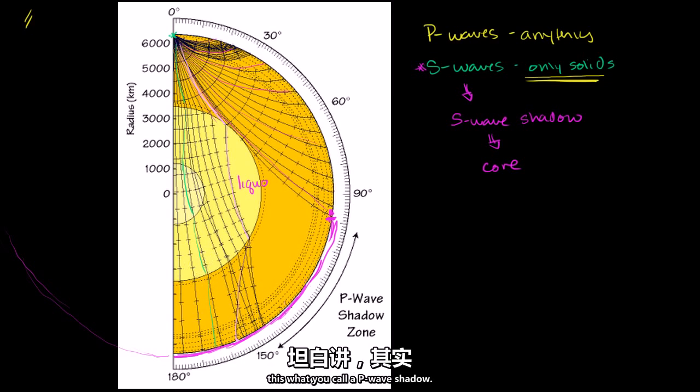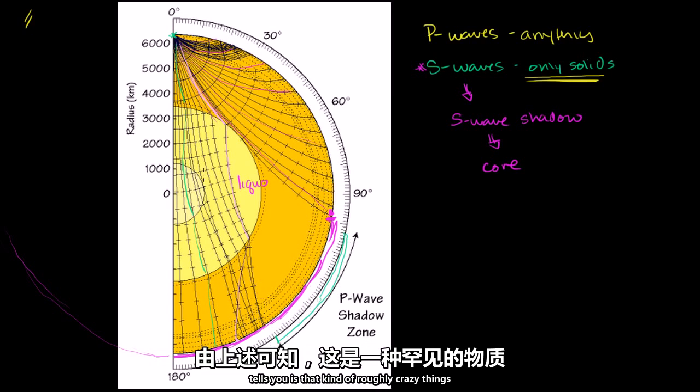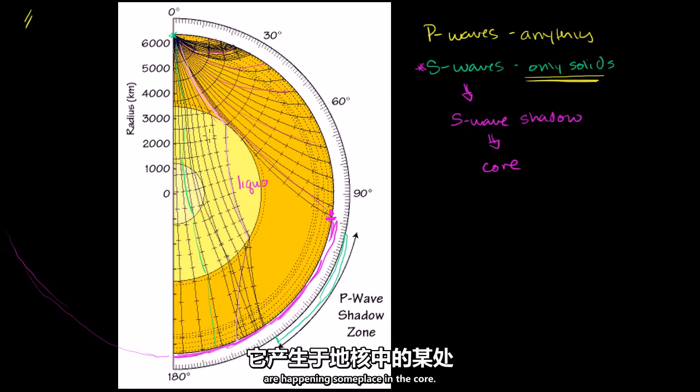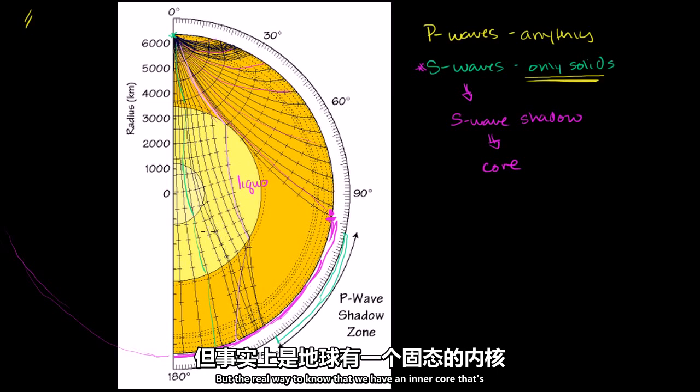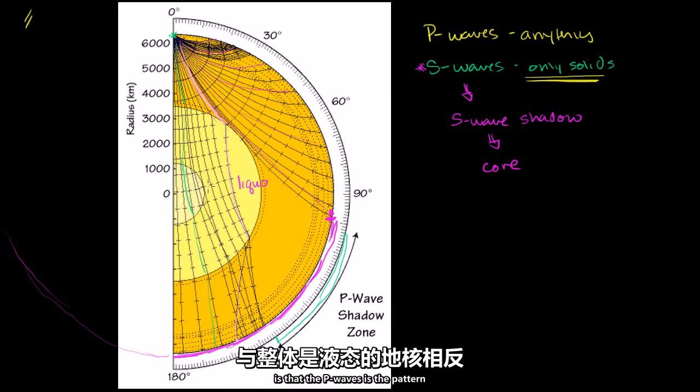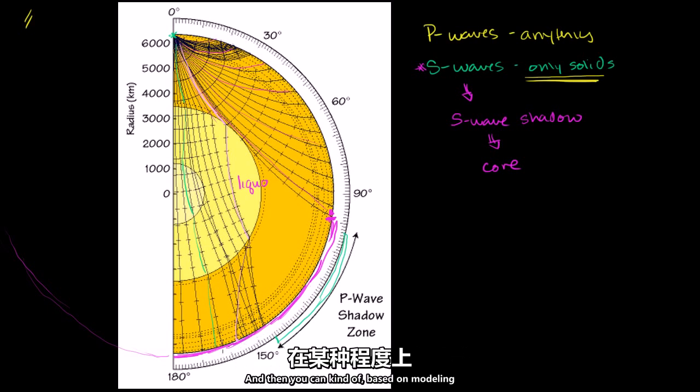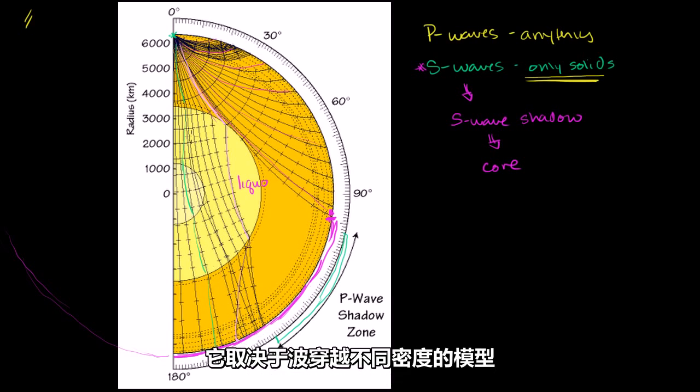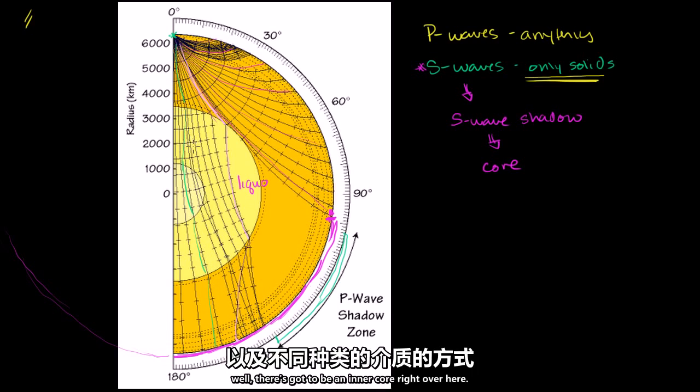And frankly, the P wave shadow by itself, all that tells you is that kind of roughly crazy things are happening someplace in the core. But the real way to know that we have an inner core that's solid, as opposed to the whole thing being liquid, is the pattern of when and how the P waves reach essentially the other side of the globe. And then, based on modeling how waves would travel through different densities and different types of mediums, you could say, well, there's got to be an inner core right over here.